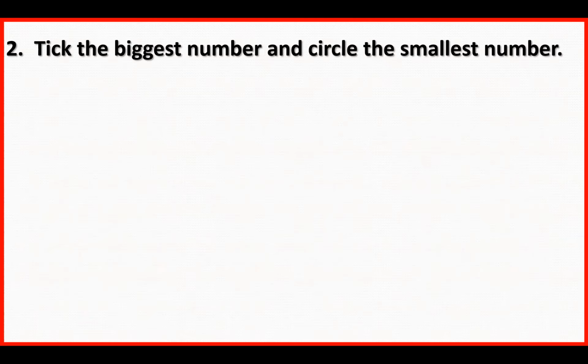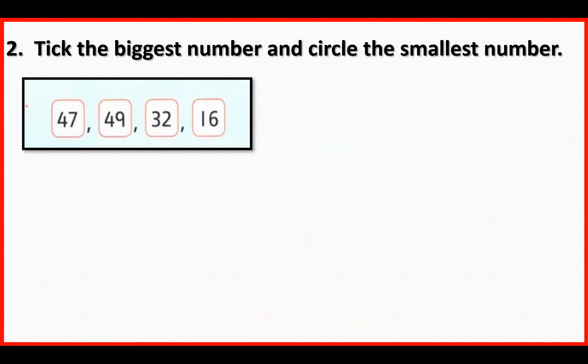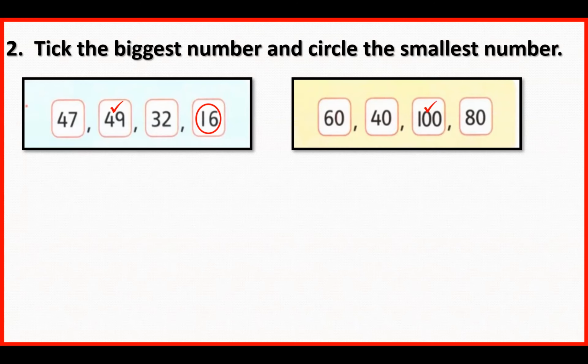Now I'm going to do question number 2. Tick the biggest number and circle the smallest number. So which is the biggest number? Yes, 49. So here we tick the number 49. And which number is the smallest? Yes, 16 is the smallest number, so here we circle the number 16. Now in these numbers, which is the biggest number? Yes, 100. So here we put a tick on 100. And the smallest number is 40. So here we circle the number 40.